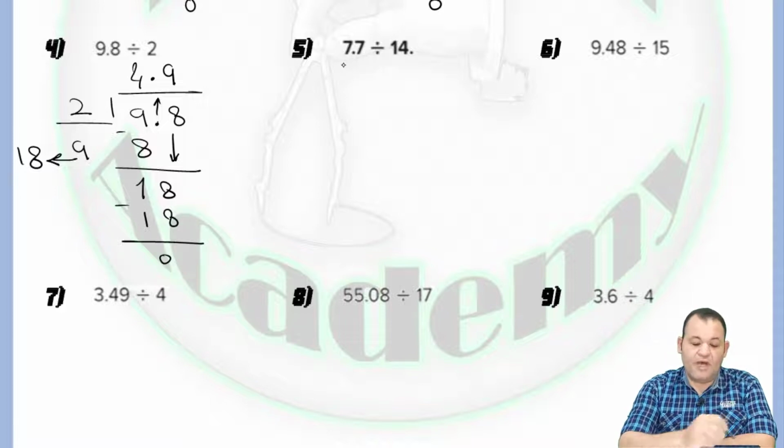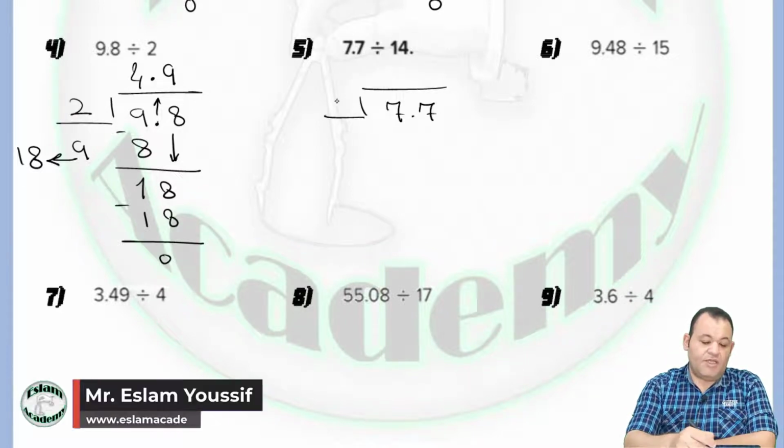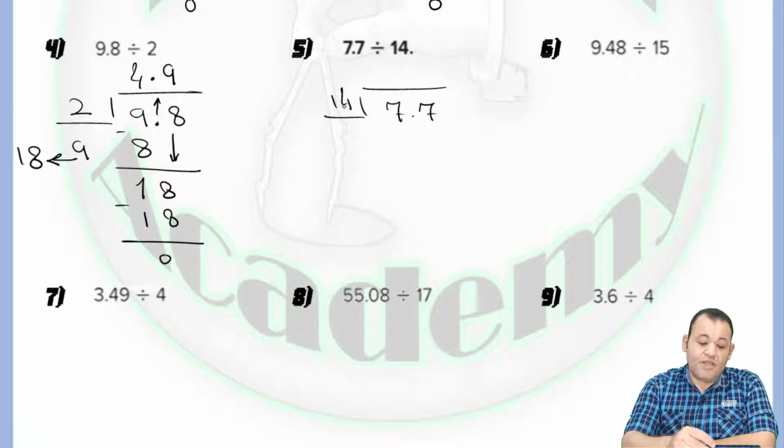In question number 5, we write 7.7 as the dividend and 14 as the divisor. If you look at the divisor, you'll find 2 digits. We only have one whole number here, so 7 is smaller than 14. So we can't divide, put 0. Once you find the decimal point, put the decimal point up. Now we have 77. 77 divided by 14.